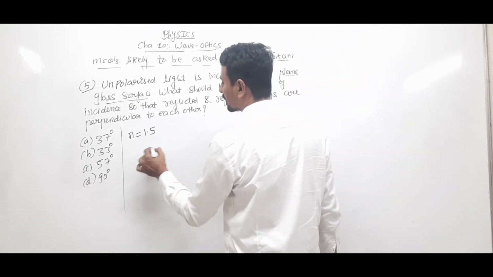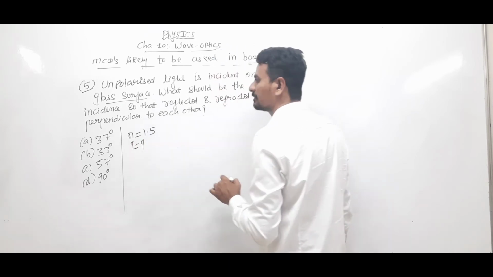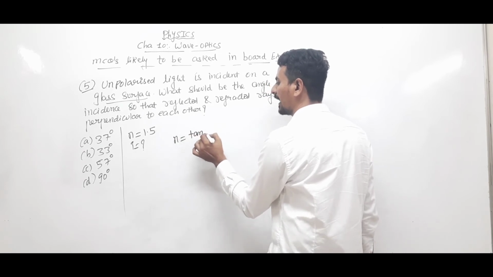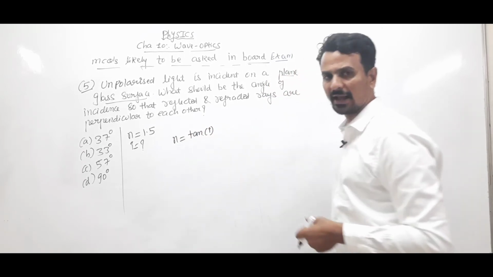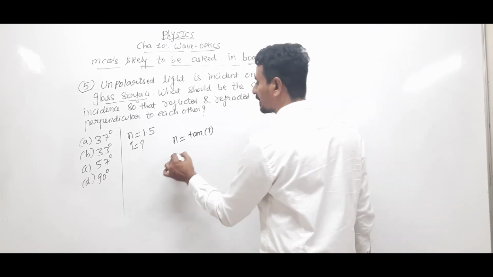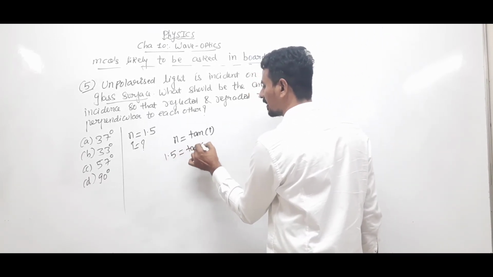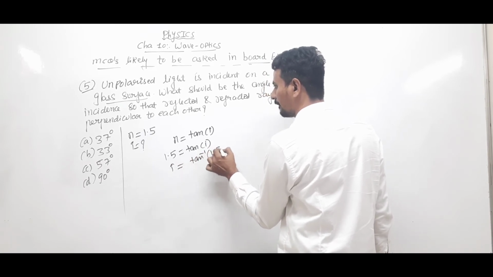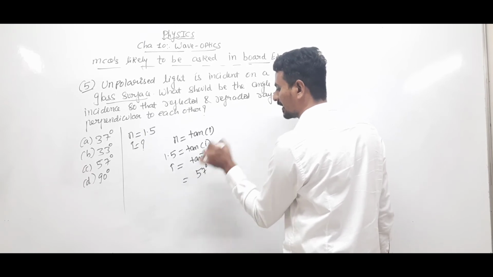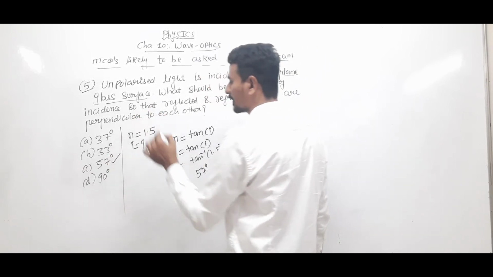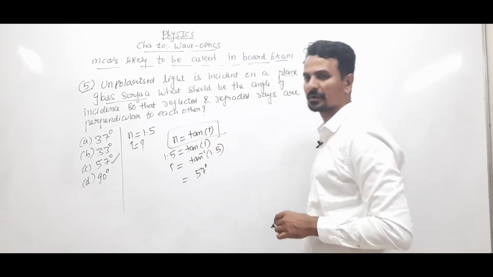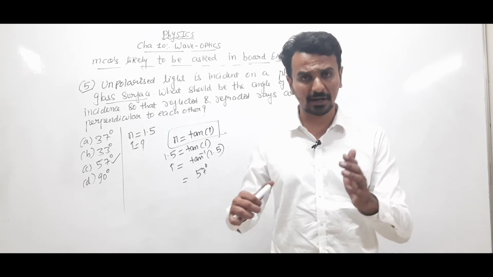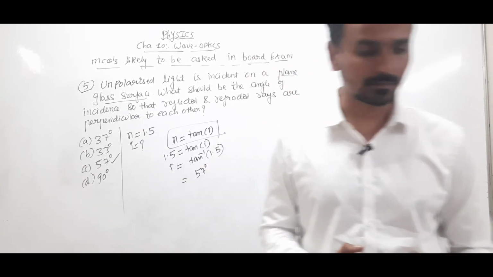So basically we have to calculate the angle of incidence, that is i. According to Brewster's law, n is equal to tan theta p, or n is equal to tan i. So n is given 1.5, this is equal to tan i. So incident angle is tan inverse 1.5, that is nearly 57 degree. So this is your correct option. Clear? This is Brewster's law: n is equal to tan theta p, where theta p is the angle of incidence equal to the angle of polarization. Clear? The next one.